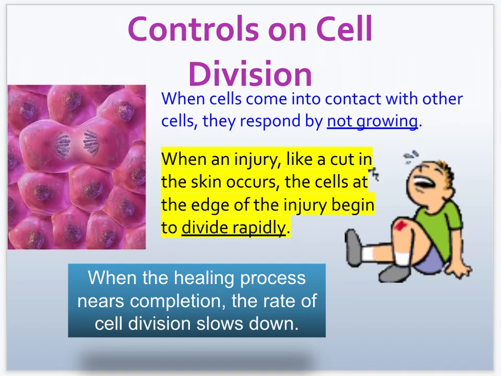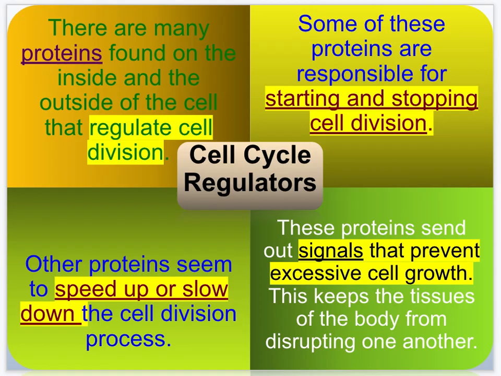So then controls on cell division. When cells are growing and they bump into each other, they stop growing. They go, oh, okay, that's my limit, and they'll generally stop growing. So when you get an injury, though, the cells on that outer edge will start growing really rapidly until you're healed, and then they will slow down. There's a lot of cell regulators in your body that make sure that this process stays in check. Most of these are proteins. So there's proteins that regulate the cell division by speeding it up, slowing it down. They start or stop it, and they stop uncontrolled cell growth.